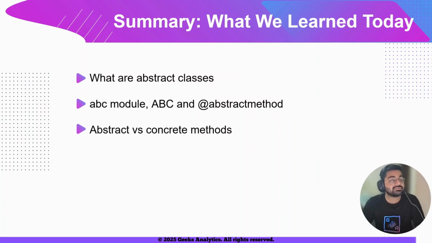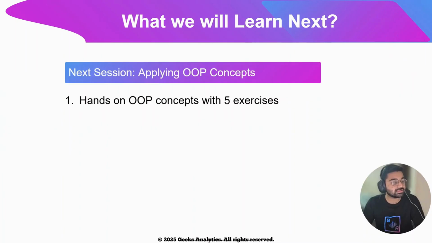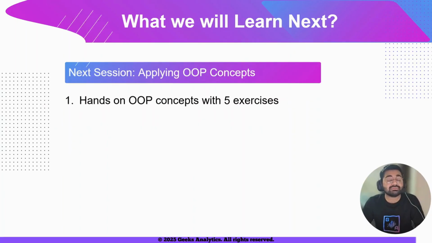To summarize, we learned about abstract classes, how to use the ABC module, and what abstract versus concrete methods are. In the next session, we are going to apply all the object-oriented programming concepts that we have learned till now. We will see four to five different exercises and write code to solve all of them.